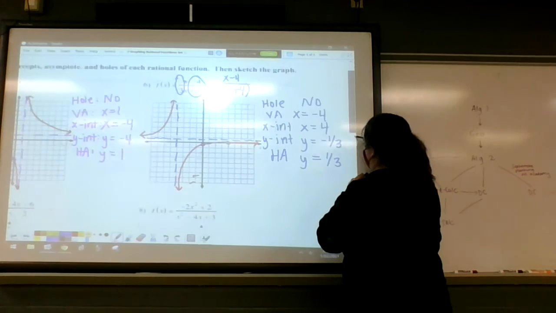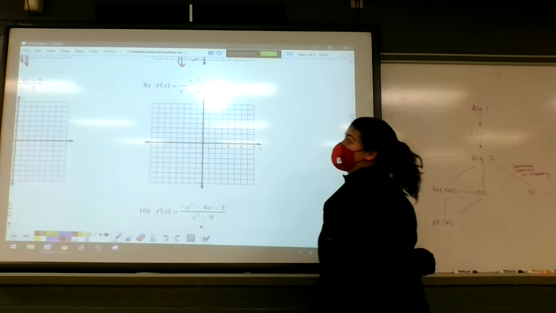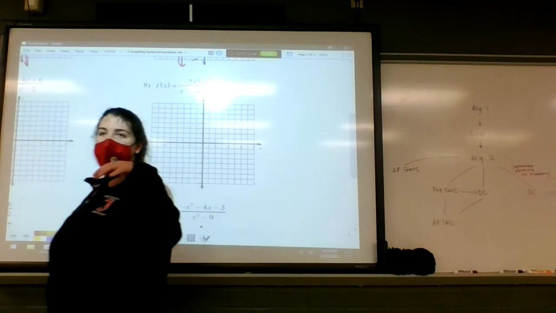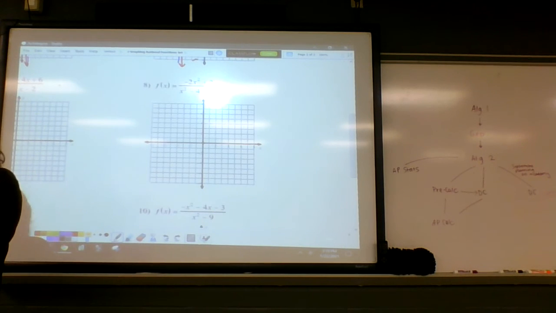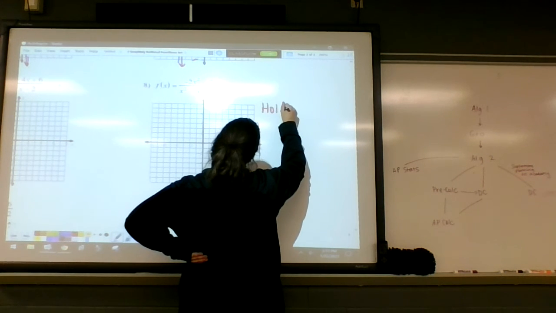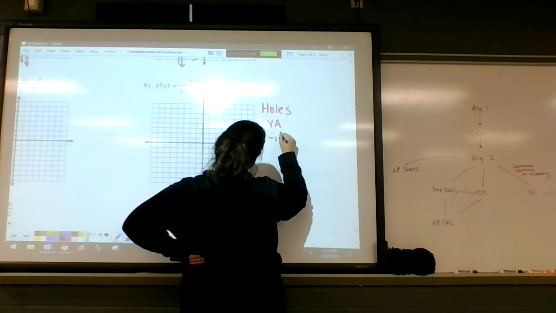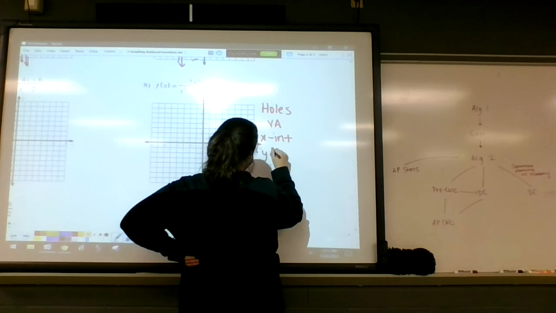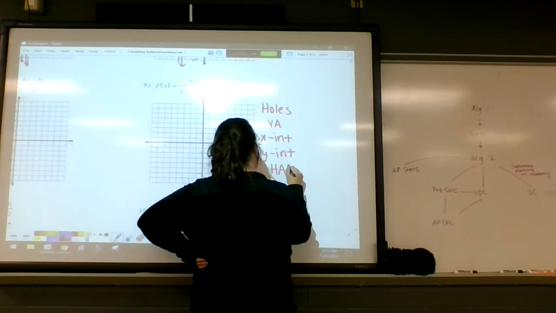So, with that said, we're going to do number 8. Because number 8 is now instead of a line over a line, it's a square over a square, quadratic over a quadratic. So it is going to get a little bit more complicated. All right, this will be the last one we do today. So: holes, vertical asymptote, x-intercepts, y-intercept, and horizontal asymptote.